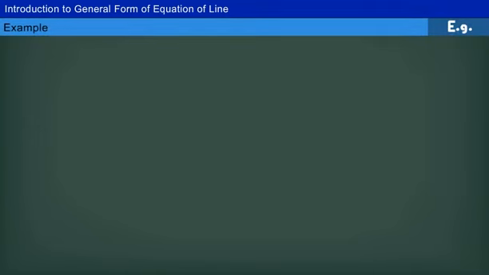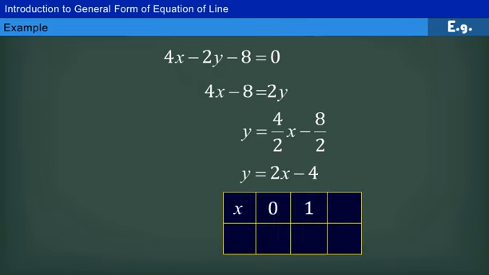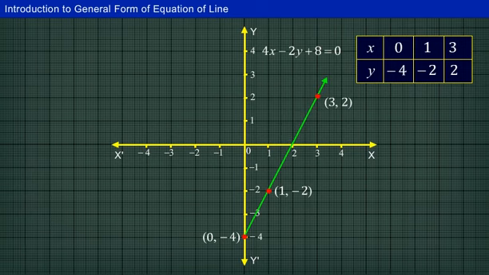For example, consider a general form of line 4x minus 2y minus 8 is equal to 0. Now, write this equation as y in terms of x. We get the equation in the form of y is equal to 2x minus 4. If we apply different values to x, we get different values for y. These points can be plotted in the graph and represent the line.